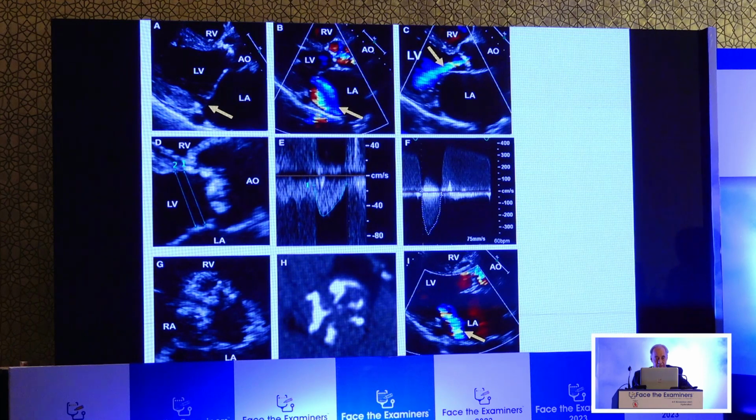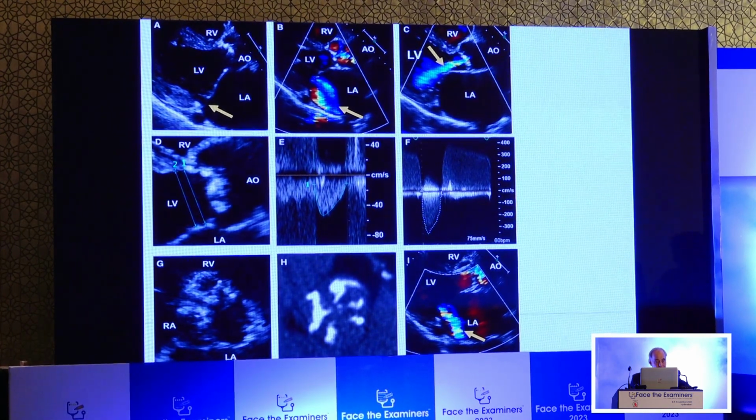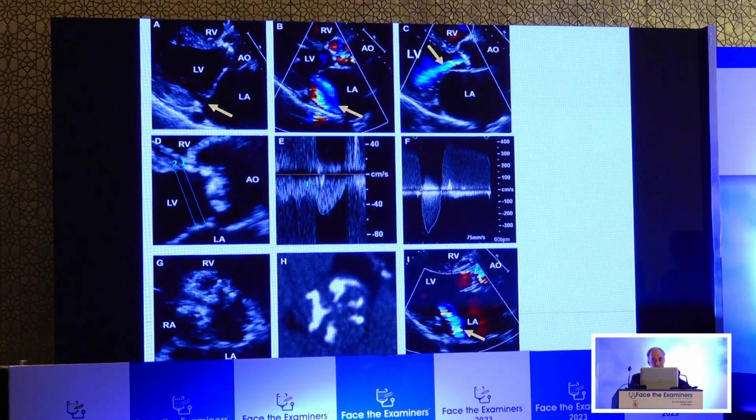This is an example of a patient. If you see, there is a severe degenerative calcific aortic stenosis in the middle panel, and this patient also has some prolapse of the posterior mitral leaflet, with the result that there is mitral incompetence and severe aortic stenosis. So this can be a combination of aortic stenosis with mitral regurgitation, which is not uncommon in the elderly.